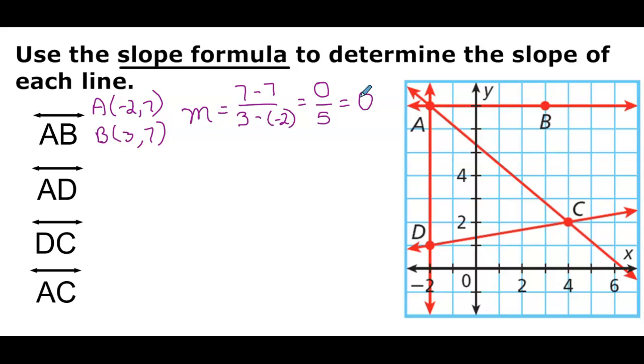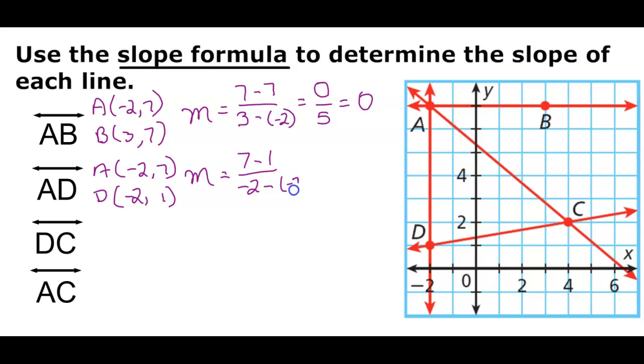Now let's try AD. A is still -2, 7, and D is -2, 1. Now I want to find the slope. Again, y2 minus y1 over x2 minus x1. This time let's use A as our second point. It doesn't matter which one I use as long as I always use the same one. So 7 minus 1 over -2 minus -2. That equals 6 over -2 minus -2, which gives me 0.